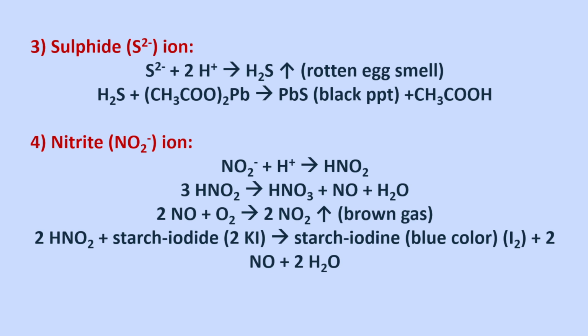When nitrite ions are treated with acid, they produce brown NO2, that is, nitrogen dioxide gas, in the final step of the reaction. When this gas interacts with filter paper moistened with starch iodide, it produces a blue spot on the paper.